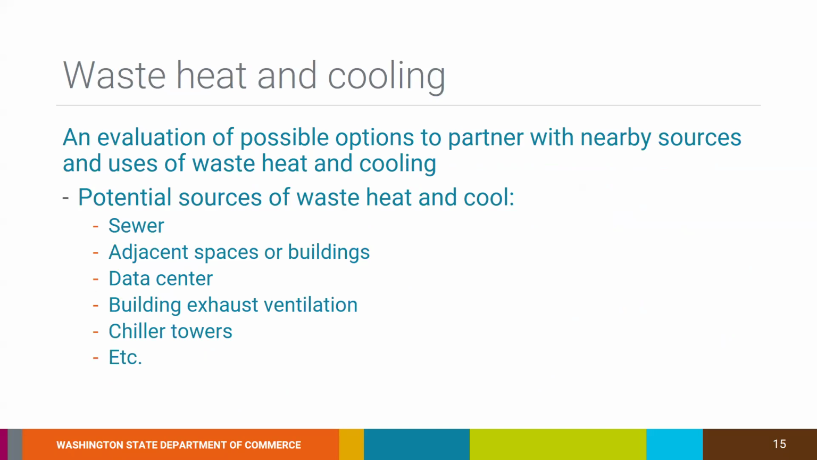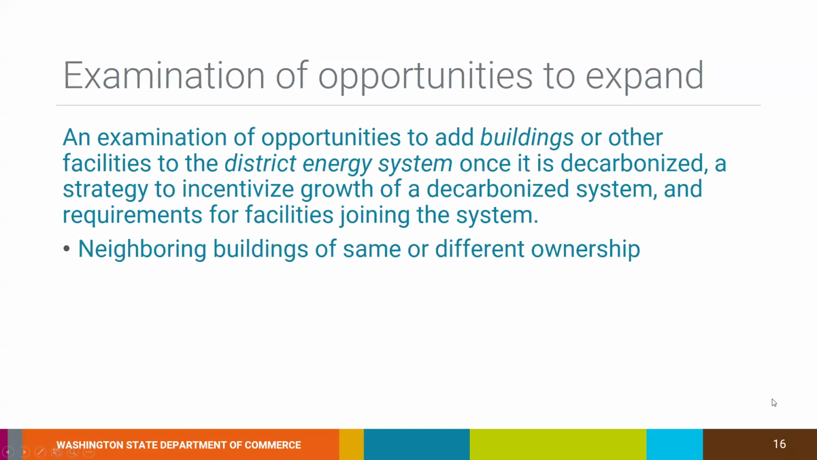So one thing that's important with these decarbonization plans is to evaluate the possible options to partner with nearby sources of waste heat or cooling. So these decarbonization plans need to be in depth enough to consider those benefits. There could be adjacent sewer systems where you can get some waste heat recovery, data centers, etc. Next slide.